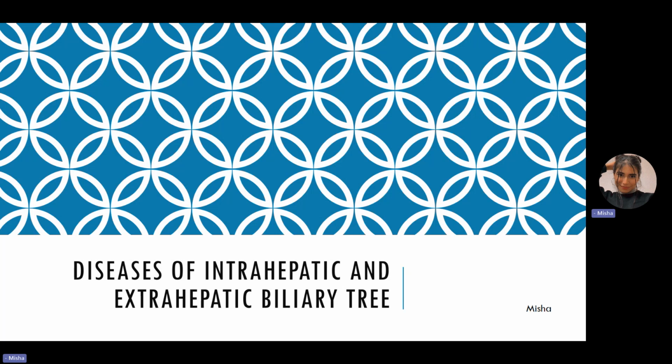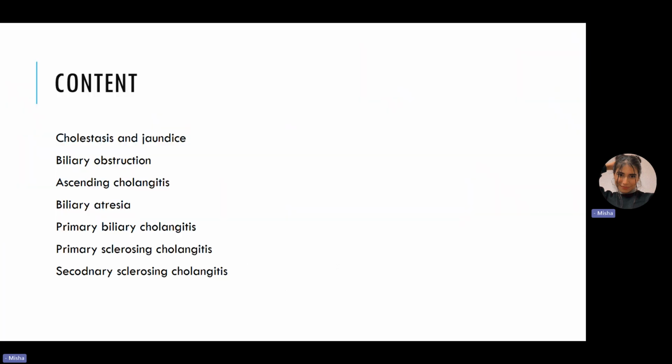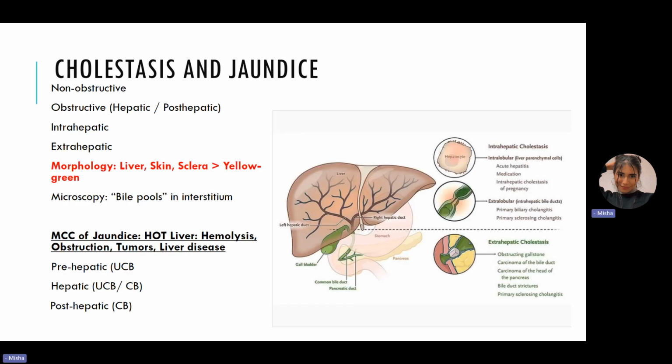Now, first of all, this is the content that we'll be talking about. So we're talking about the diseases. We're going to talk about cholestasis, obstructions, cholangitis, right? Atresias. Especially cholangitis is very important, especially primary biliary and primary sclerosing cholangitis and the differences between them. So let's start with cholestasis and jaundice.